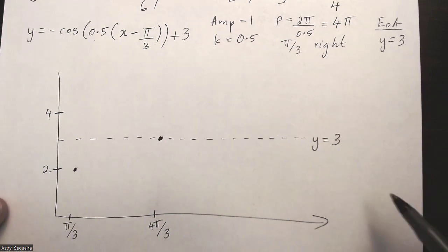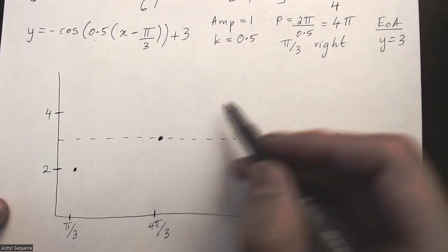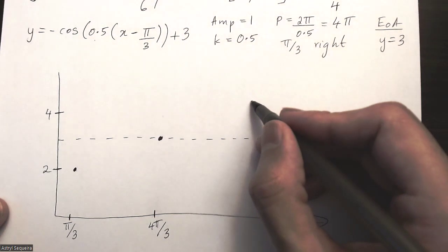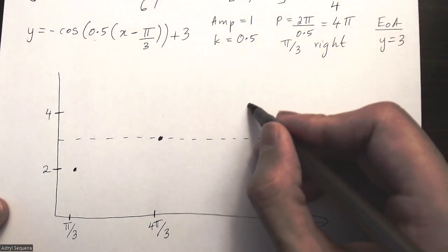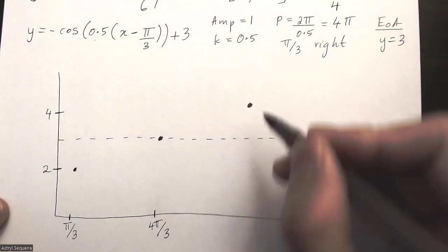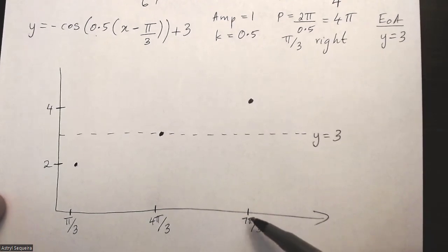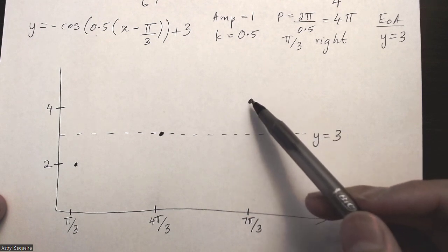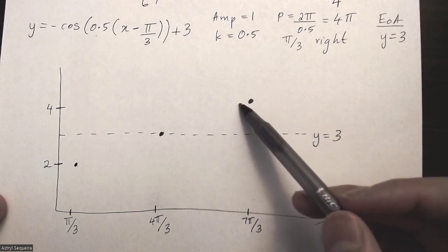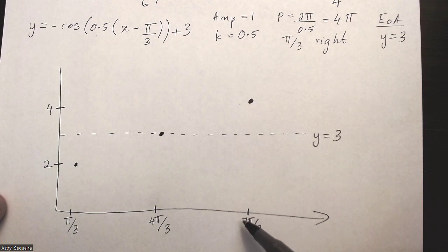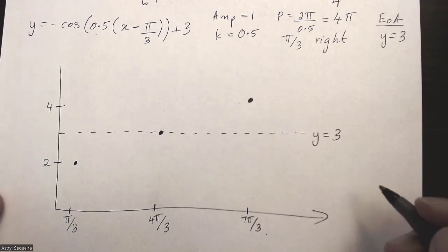Just add pi. I'm going to add another pi for my next key point, which is going to be my maximum. 4 pi over 3 plus pi is just 7 pi over 3. And 7 pi over 3 is larger than 2 pi, which means that my graph won't actually hit this point. It'll end slightly before, because 2 pi is slightly before 7 pi over 3.